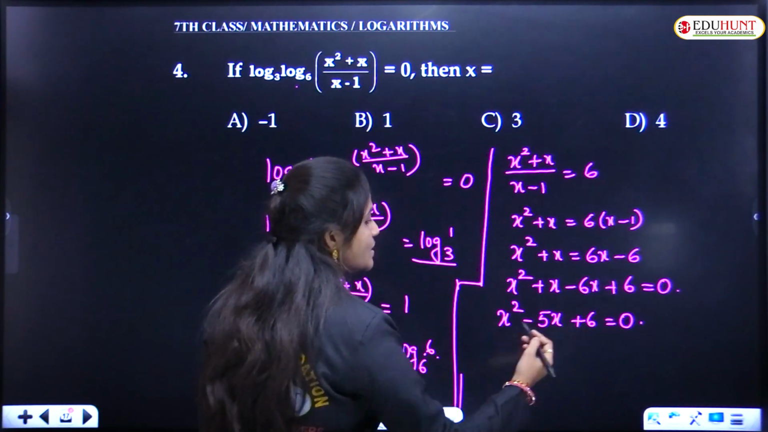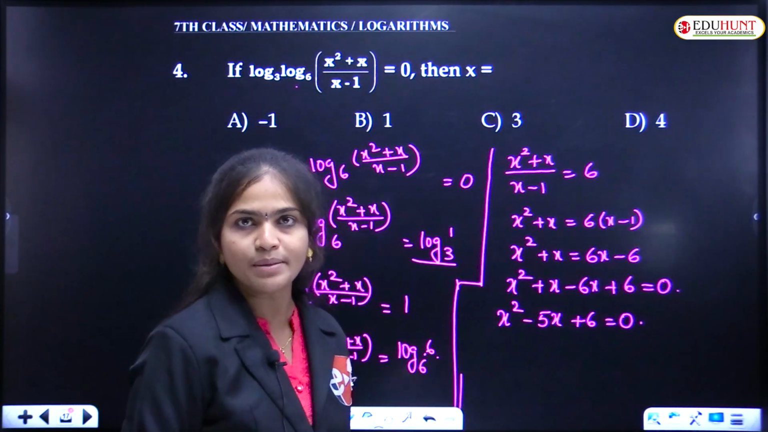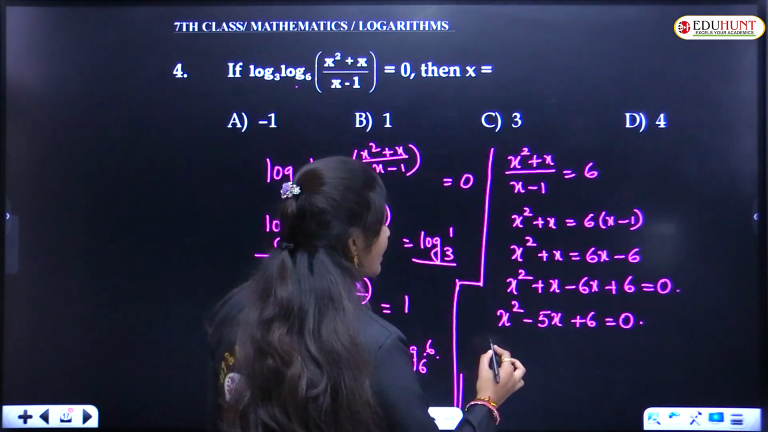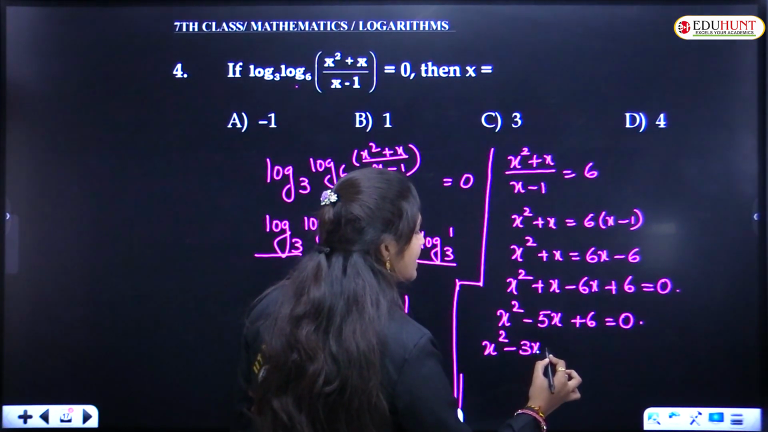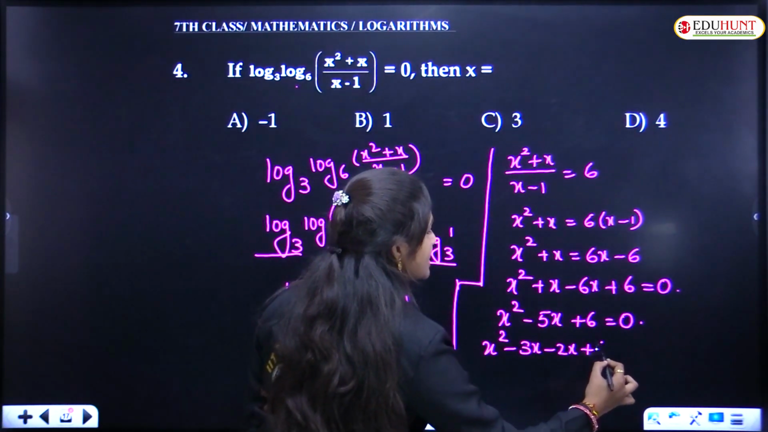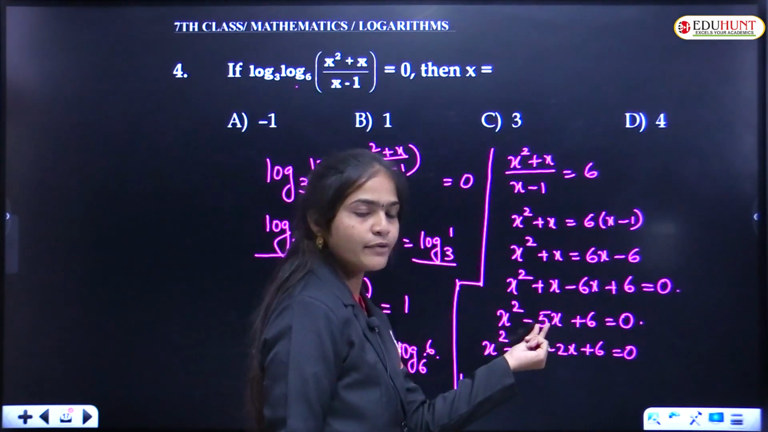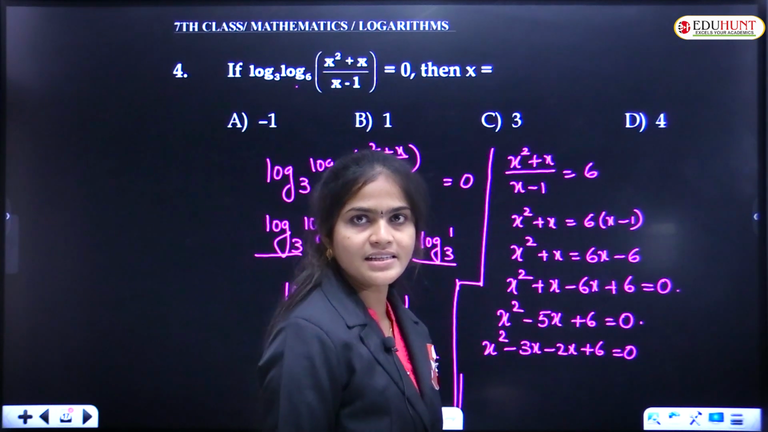Okay, so from this one, we know factorization, right? Already we discussed that in algebraic equations. So how to do the factorization for this one? Here x square, we can write this as minus 3x minus 2x plus 6 is equal to 0. Why? Because minus 3 minus 2 is minus 5, and 3 into 2 is equal to 6. By using that factorization.